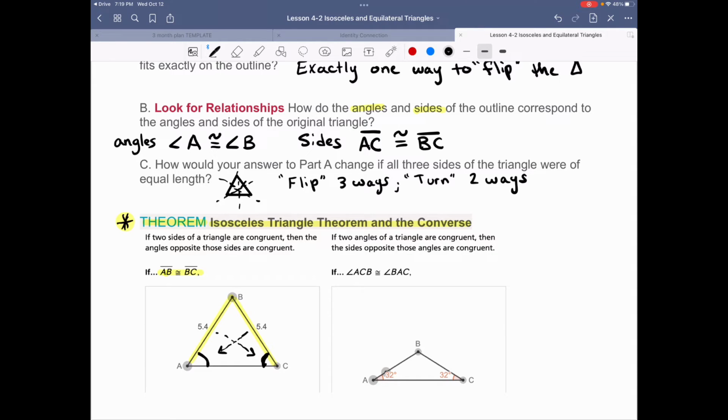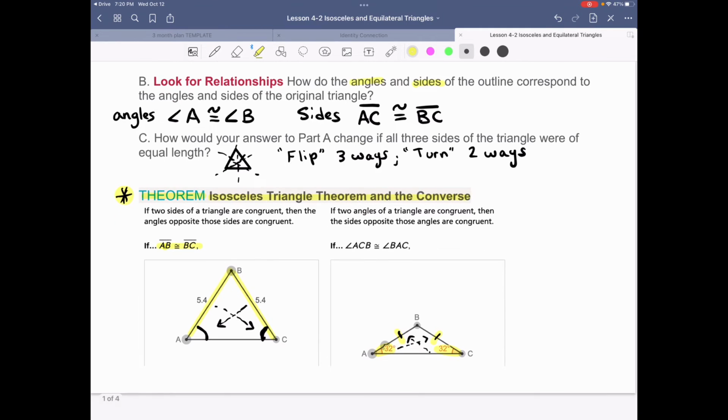If the two angles are congruent, this is the converse, if the two angles of a triangle are congruent, then the sides opposite those angles are congruent. So this side would be congruent to this side. Okay? So that's showing that these two sides are congruent because of the angles being congruent. And that is the isosceles triangle theorem and the converse.